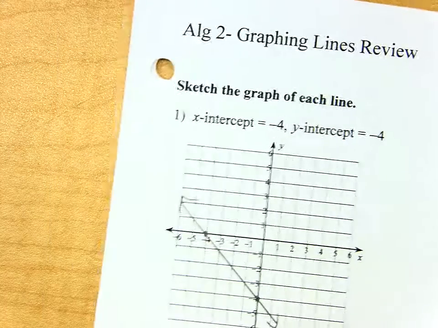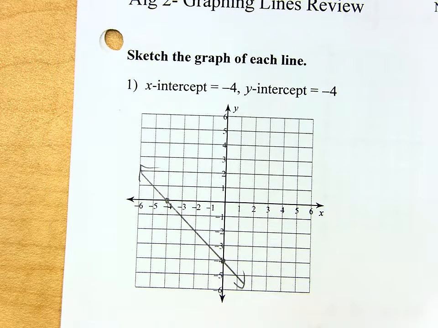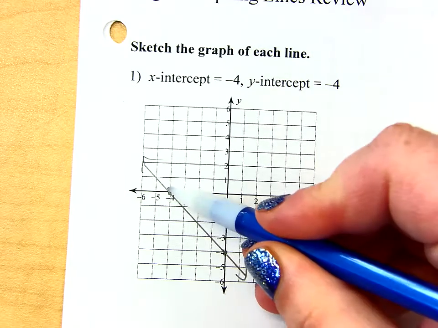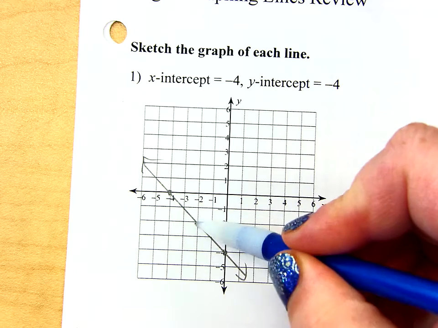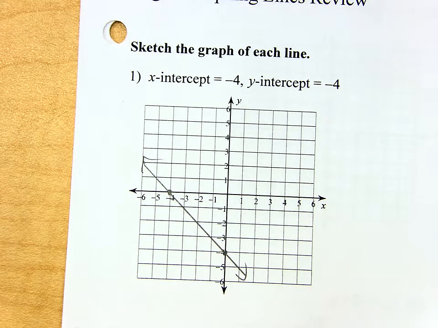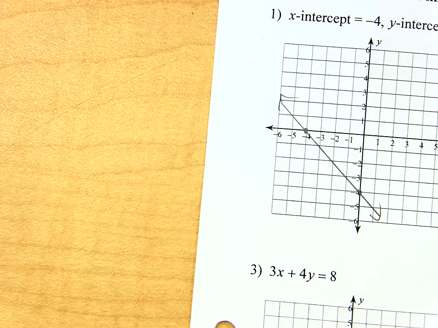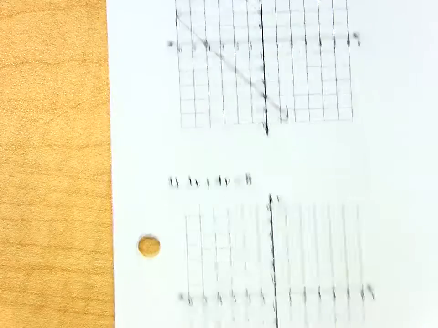Whereas if you look back at number 1, you would know right away that the slope must be negative because it's going down. And what would the slope be of number 1? -1, correct, because I'm going down 1 to the right 1, down 1 to the right 1, down 1 to the right 1.